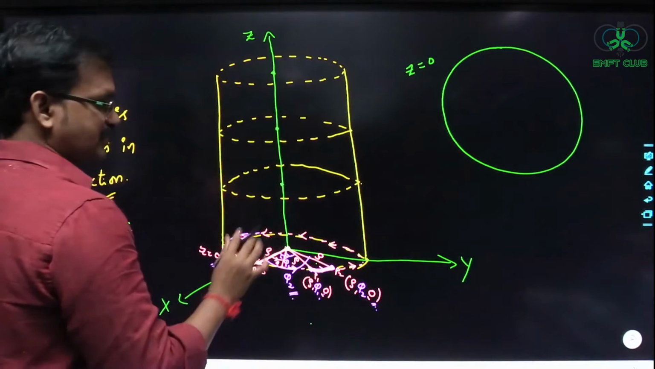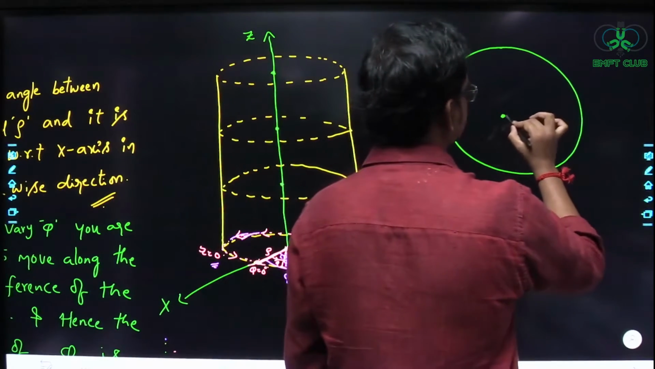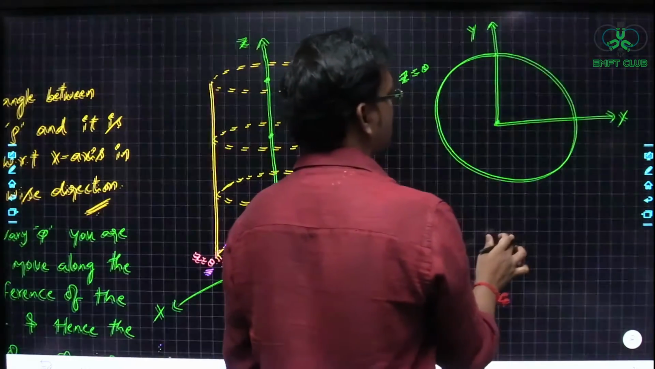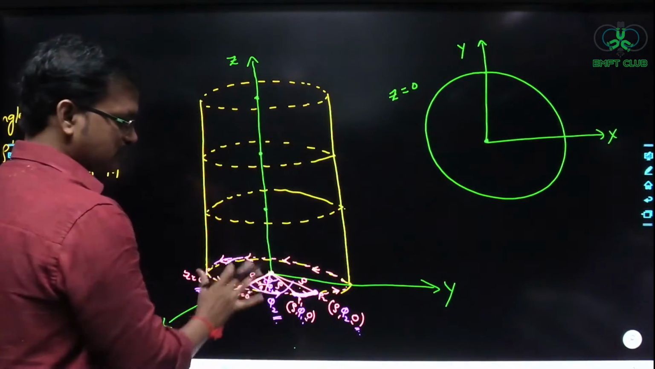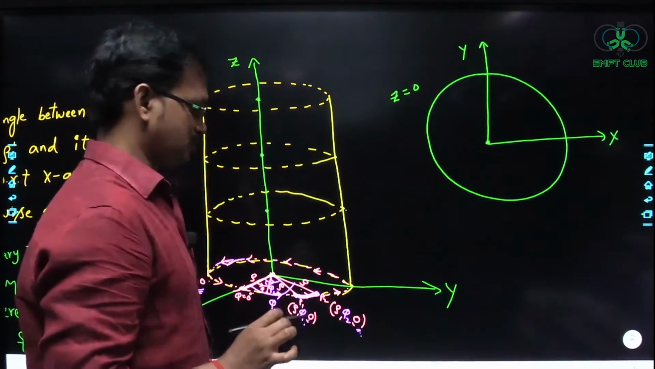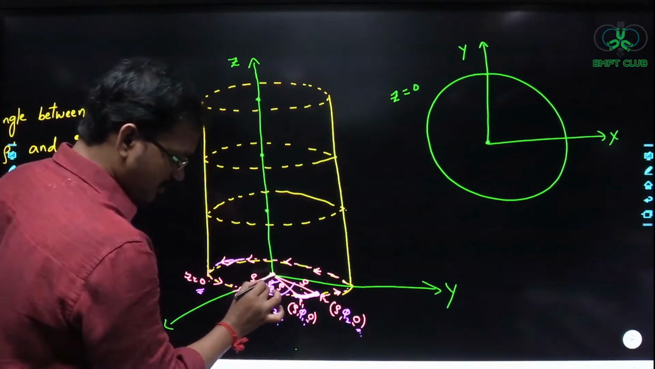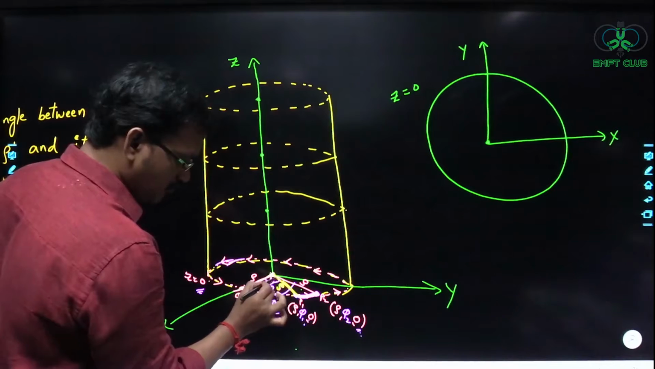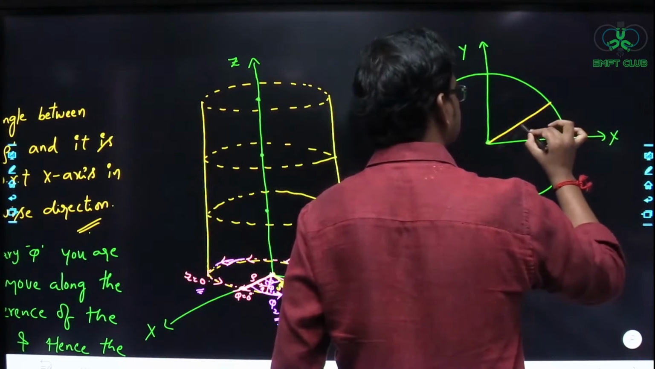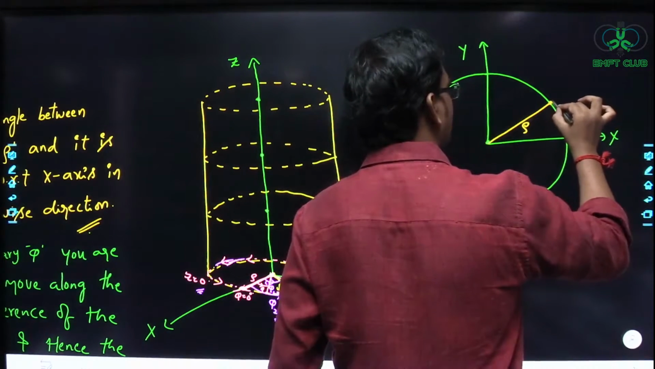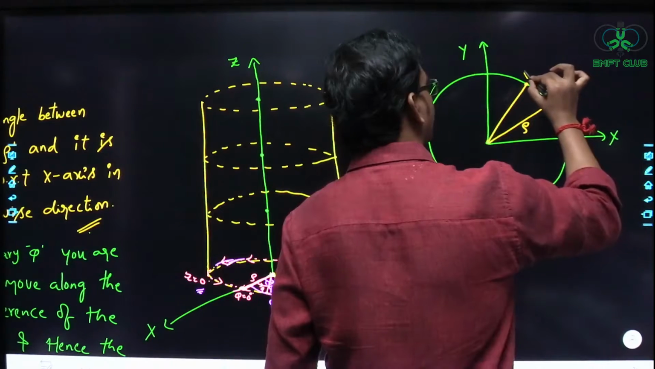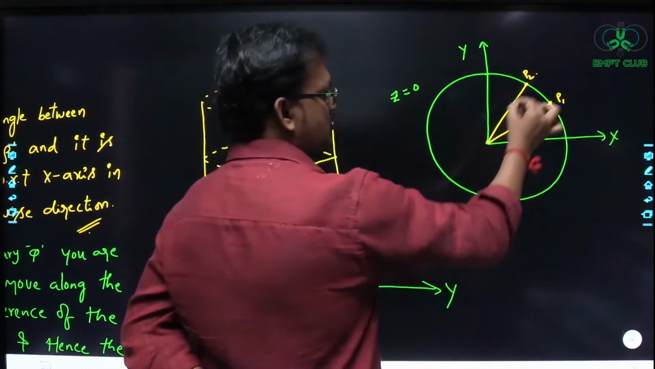Here you have x-axis and y-axis. Let us consider this as x-axis and this as y-axis. I have drawn this circle here. So now between x-axis and y-axis we have rho, yes or no? So this radius is rho. This point I am considering as P1, and I am considering another point, let us say this point, so this point is P2, okay?